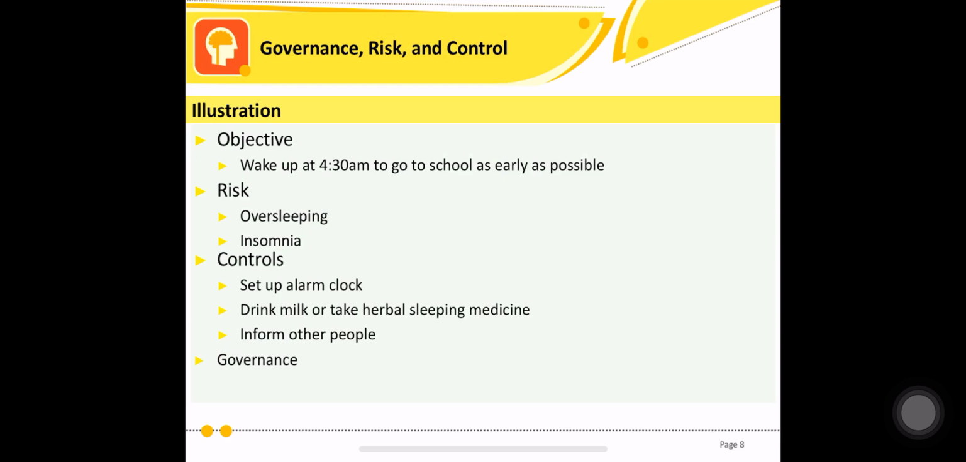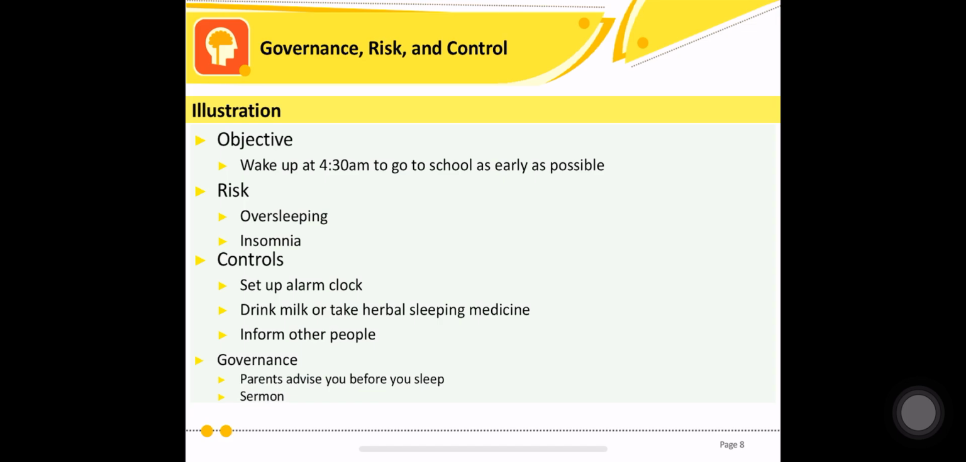So, controls na pwede mong ilagay is mag-set ng alarm, pwede ka uminom ng milk kung effective man sa'yo, or tea. I'm not sure. Akin hindi effective pareho. Maybe you need to take herbal sleeping medicine if effective. Sa akin, effective yun. And then you might inform other people para gisingin ka. And now we have the governance that we have discussed in the previous videos.